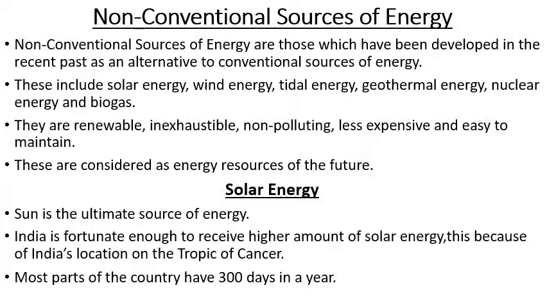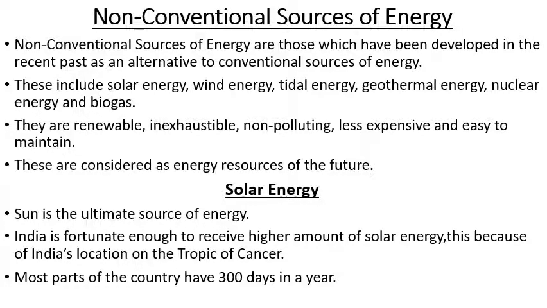First and foremost important non-conventional source of energy is solar energy. Solar energy we get from the sun. Sun is the ultimate source of energy. Traditionally, we have been using solar energy for drying clothes and food grains, preservation of eatables and for obtaining salt from seawater. Traditionally, we were using it for these purposes only.